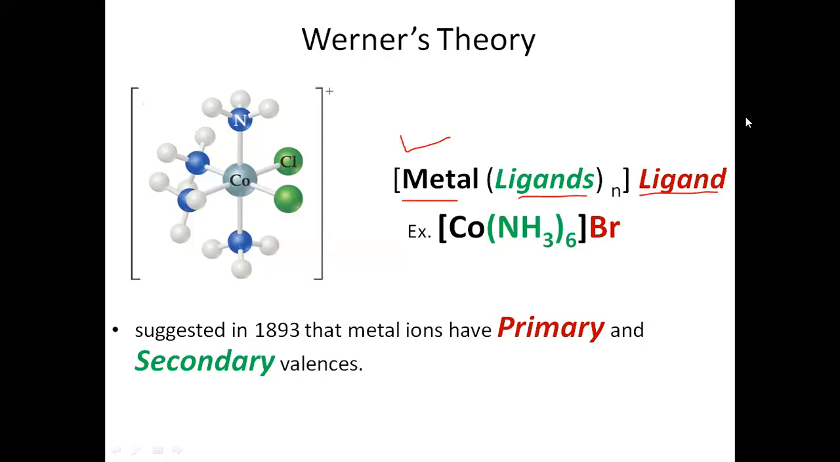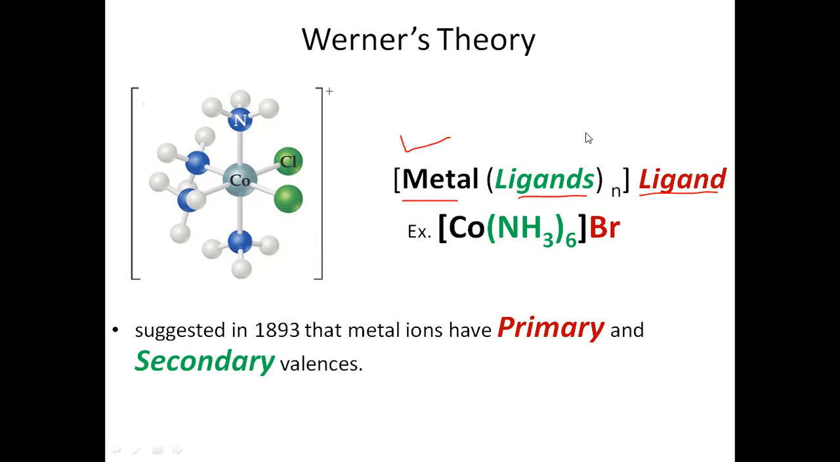So in Werner theory, in 1893 he firstly proposed this theory regarding the valency of the complexes. In a complex there are two types of valency, primary valency and secondary valency. He was the first scientist to talk about the valency of the complexes. What is the primary valency, what is the secondary valency, how is it related to the ligand, how is it related to the charge on the complexes, all these things we are going to learn.